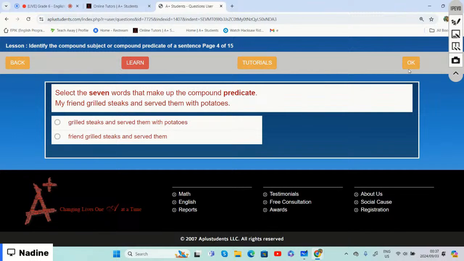All right, and we need to select the seven words that make up a compound predicate. Seven words. All right, and if we select the correct option, we will go with option one. Grilled steaks and served them with potatoes.